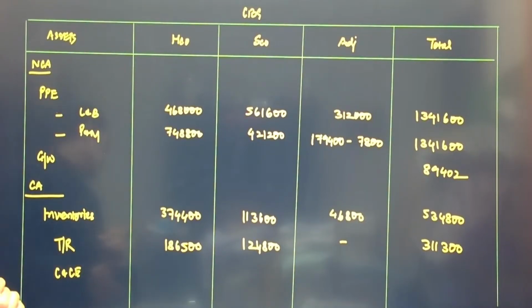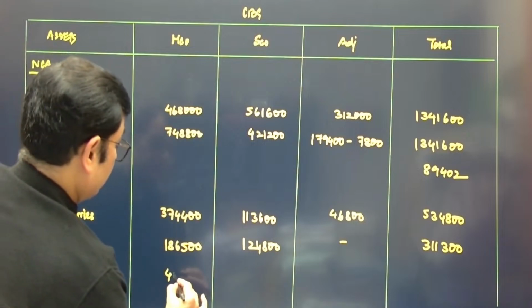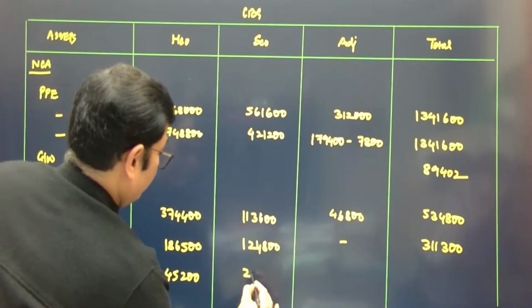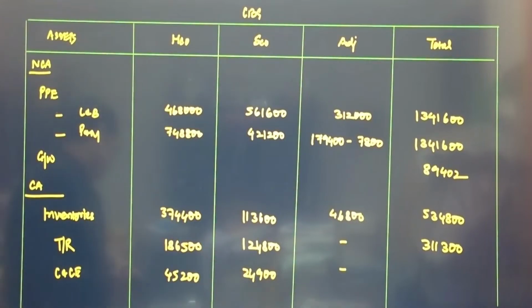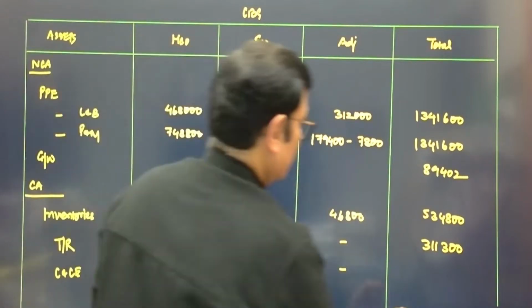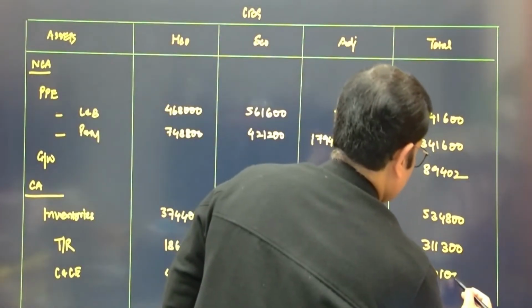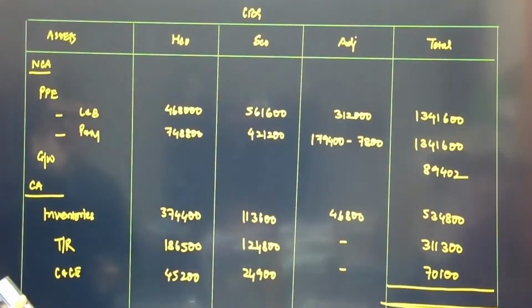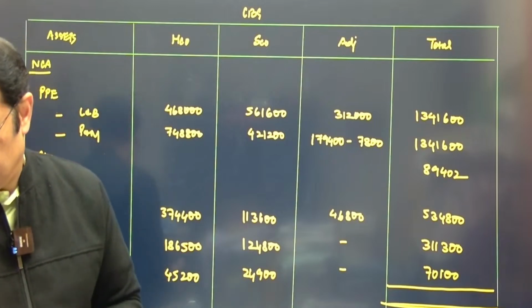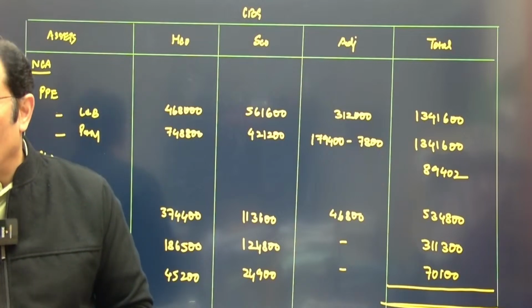And that's, I think, 45,200, and 24,900. There has been no adjustments in this case as well. 70,100 is the total. So this, I think, takes care of the asset side of the balance sheet. So let's see the sum total. 36,88,802.